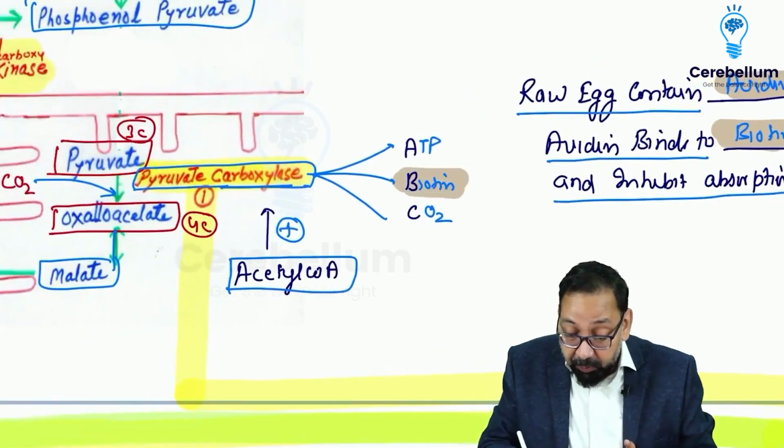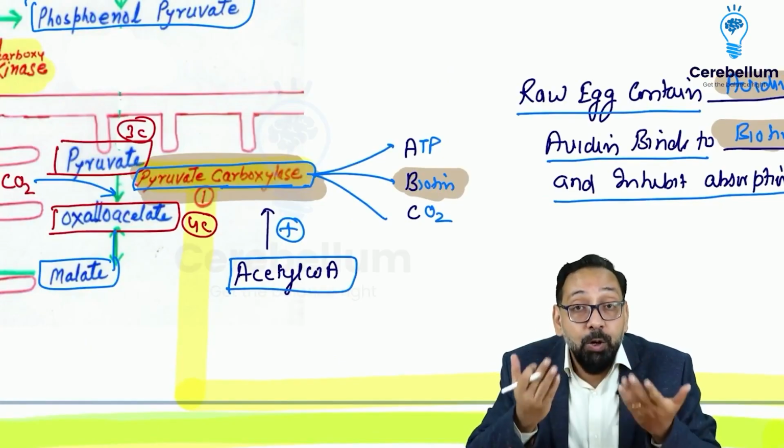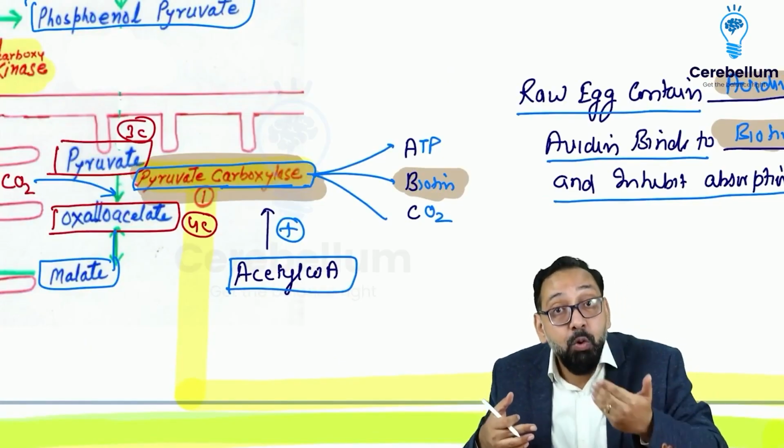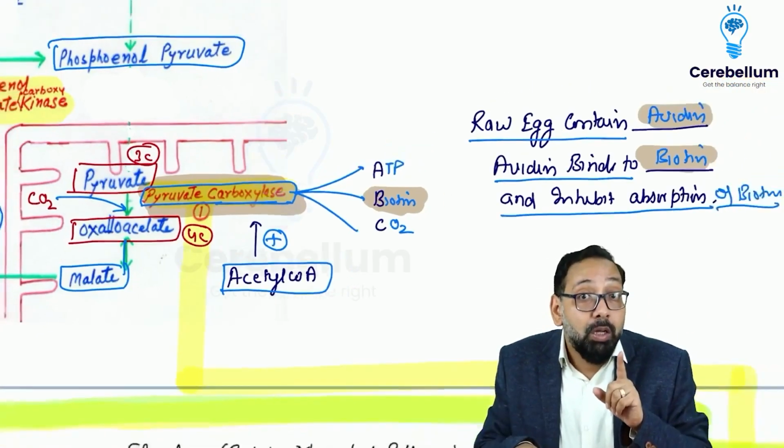If biotin deficiency is there, pyruvate carboxylase will not work. Gluconeogenesis will not occur. That may lead to hypoglycemia.